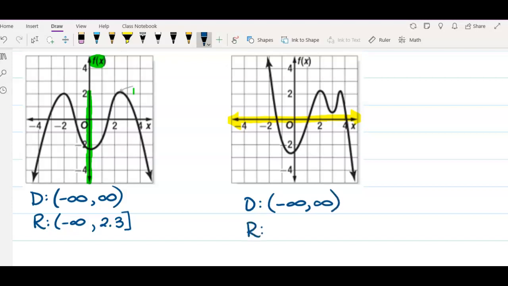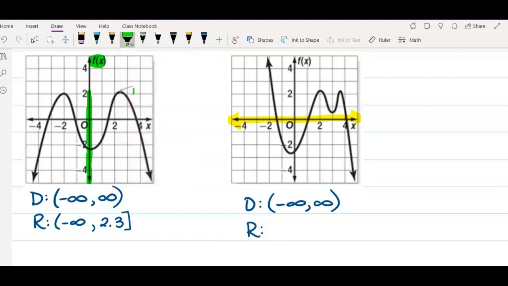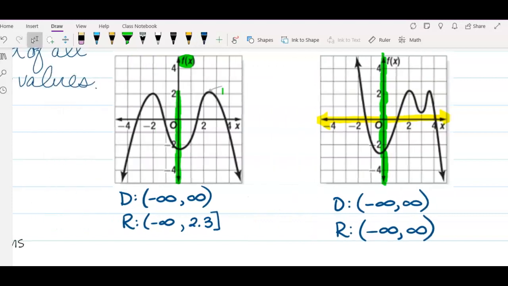In my range, looking at my y values now, starting at the bottom, this arrow goes down forever. There's graph on the left and the right. As I move up, I still have graph on both sides. There's still graph to the left, all the way up. So the range in this example would be from negative infinity to positive infinity.